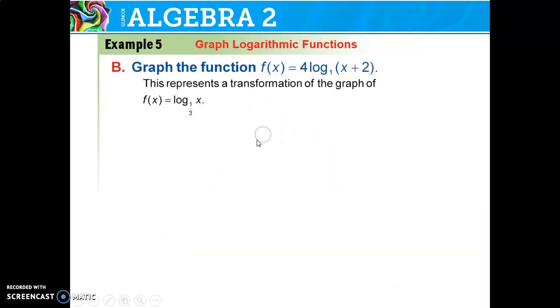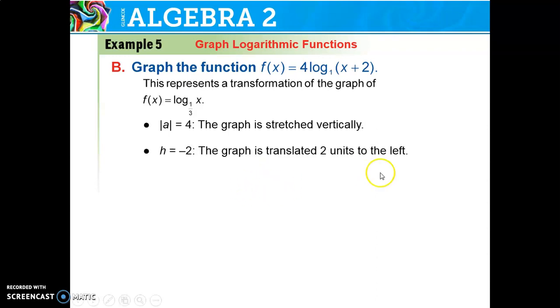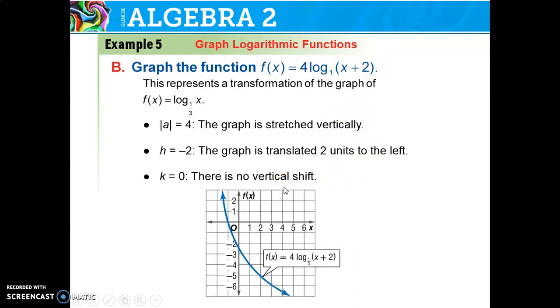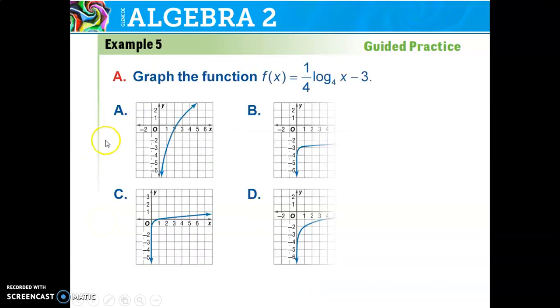Let's try this one. So we know that we have a log base 1/3 of x. 4 means it's been stretched vertically. h is -2, so that means it's been translated 2 units to the left. There is no k value, and then we can sketch the function based on our knowledge of the transformations. Again, feel free to use your calculator for support.